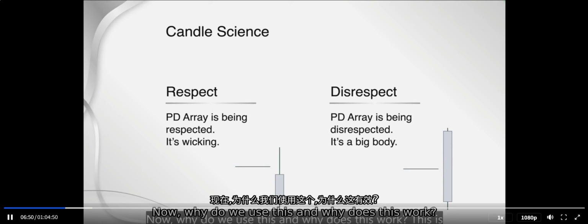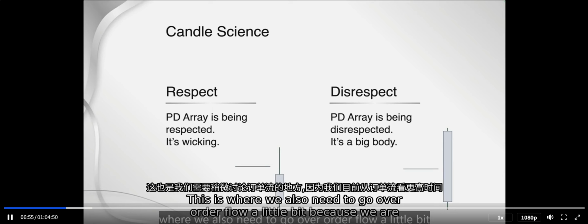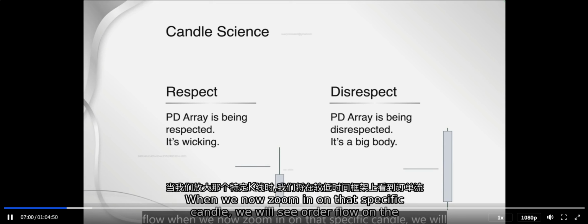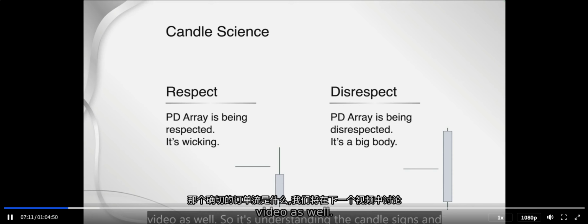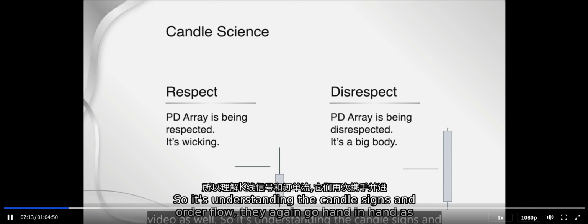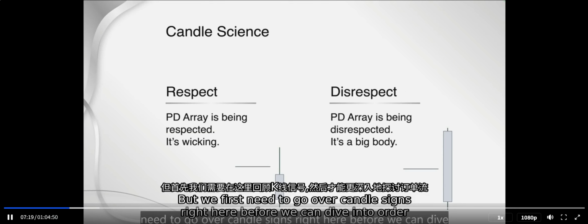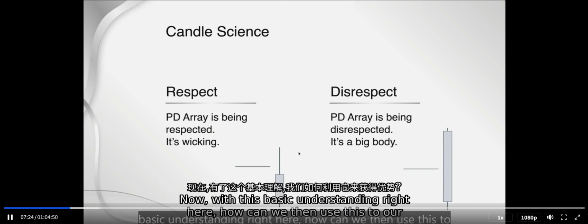Now, why do we use this and why does this work? This is where we also need to go over order flow a little bit, because we are looking currently at higher time frame order flow. When we now zoom in on that specific candle, we will see order flow on the lower time frame. And what that exact order flow is, we're going to go over in the next video as well. So that's understanding the candle signs and order flow. They go hand in hand, but we first need to go over candle signs right here before we can dive into order flow a little bit deeper.